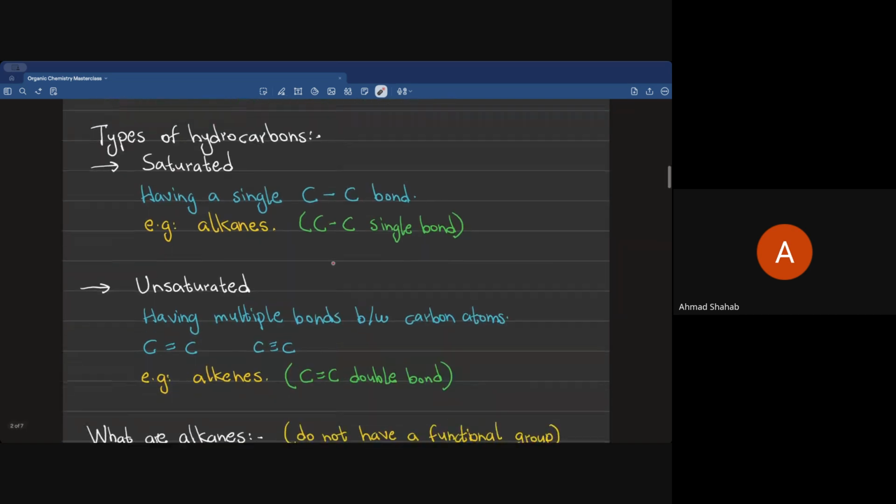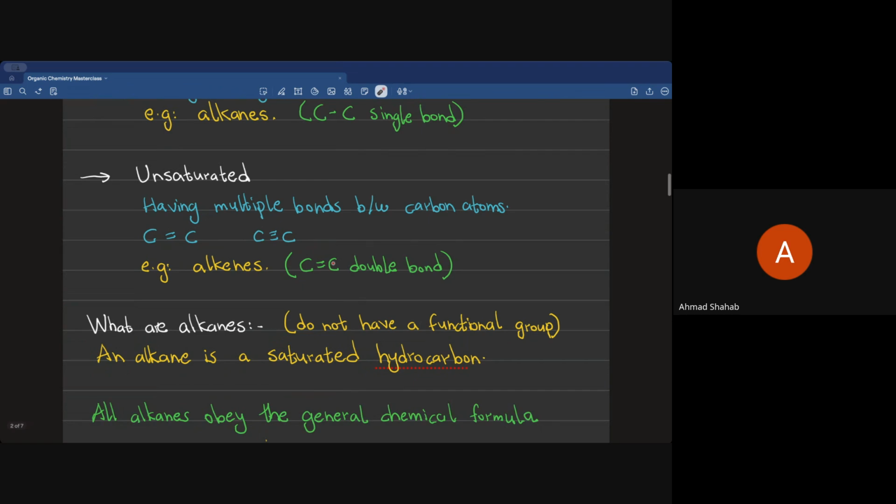अच्छा जी. Then we have an unsaturated hydrocarbon. Simple. An unsaturated one has multiple bonds between carbon atoms. For example, a carbon to carbon double bond or a carbon to carbon triple bond, right? And iske andar we had an example which we call alkene. An alkene is a compound jiske andar carbon or carbon ke beech mein double bond hota hai, right? Triple bond is not an alkene. Triple bond is definitely an unsaturated hydrocarbon, but alkene is a type of unsaturated hydrocarbon that has only carbon to carbon double bond. ठीक है.